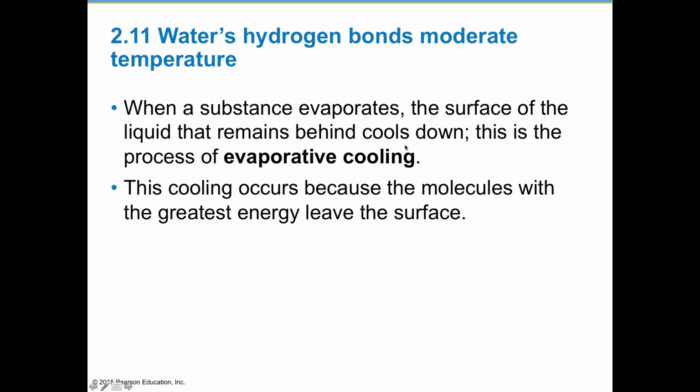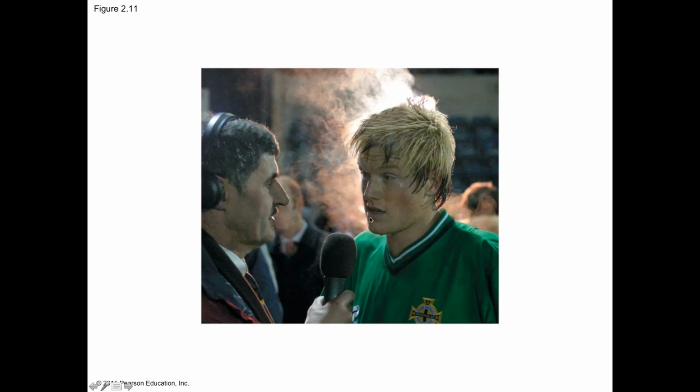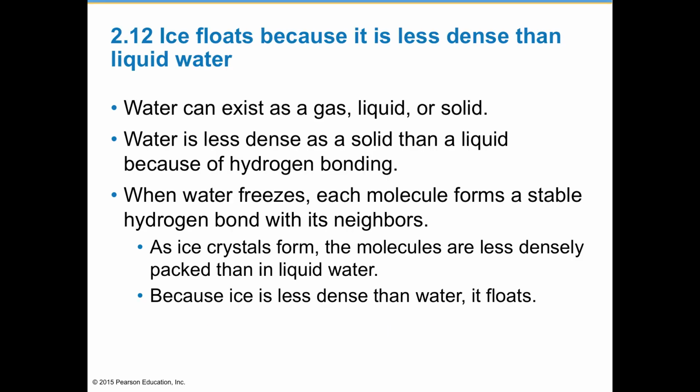When a substance evaporates, the surface of the liquid that remains behind cools down. This is a process called evaporative cooling. This cooling occurs because the molecules with the greatest energy leave the surface. The best example is if you've ever watched the end of a football game. Football is always in the cold seasons, and you'll see these football players with all this heat coming off. He's sweating and it's freezing outside. Normally you don't see this unless it's cold. If it's warm outside, you're not going to see the steam coming off. But this is evaporative cooling. He's evaporating that sweat in an attempt to cool off his body.